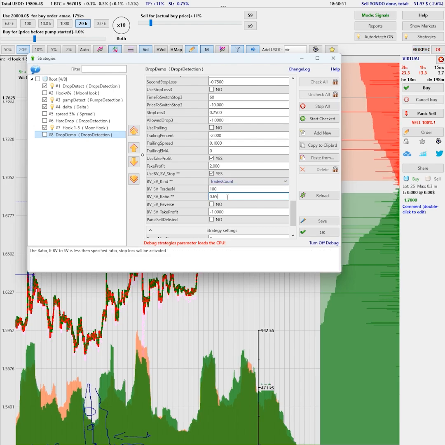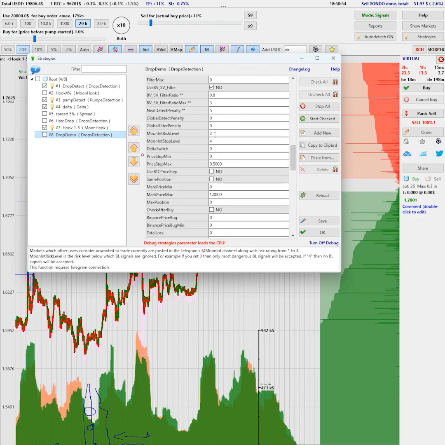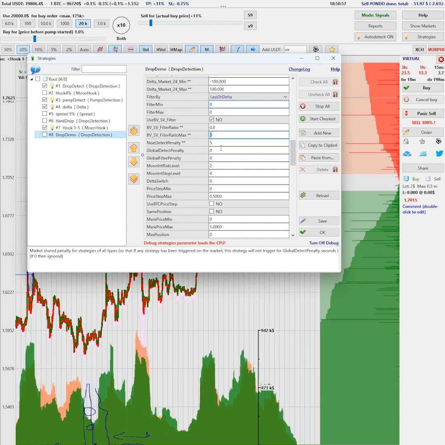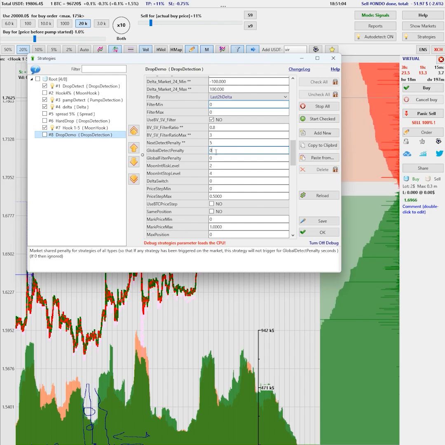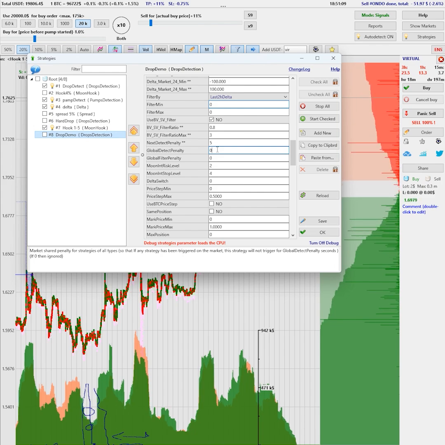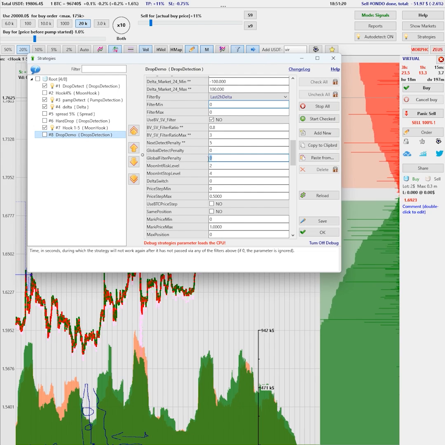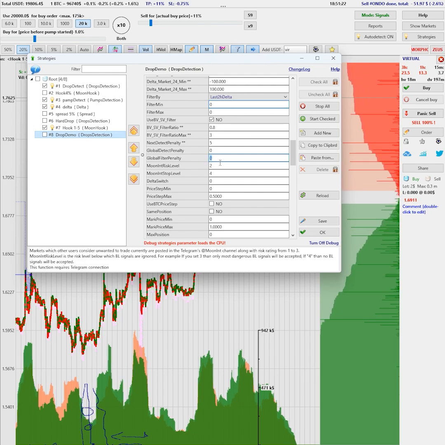So let's go back and finish up with other filters. Okay, so we talked about that. Next, detect penalty, we talked about that. Global detect penalty: basically, after the strategy has been triggered on some coin, this same strategy is not going to be triggered on any other coin. It's only going to work on that coin. In this case, let's just not use it. Keep it 0. Global filter penalty, let's not use it. It's basically the same thing: as soon as one coin passes the filter, no other coins are going to pass the filters.